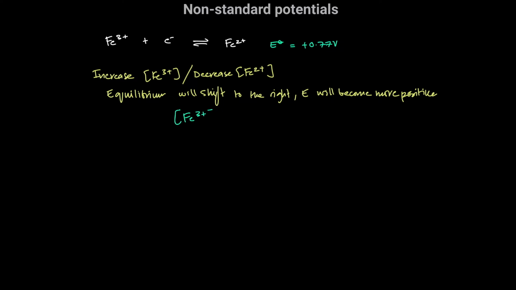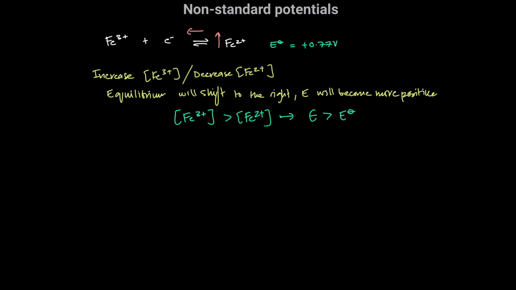In other words, in this particular equilibrium, as long as the concentration of Fe3+ is greater than the concentration of Fe2+ for this half cell, my electrode potential E will be more positive than my standard electrode potential. Again, this is the non-standard electrode potential because we're using non-standard concentrations. On the other hand, if I decrease the concentration of Fe3+, the equilibrium will shift to the left. Similarly, if I increase the concentration of Fe2+, the equilibrium will shift to the left.